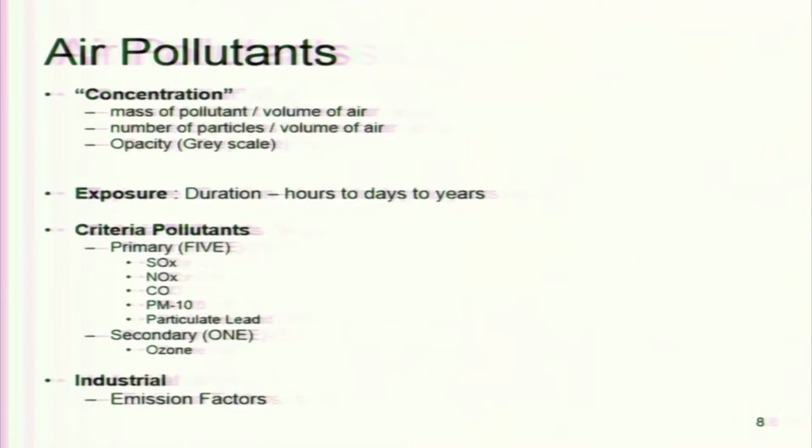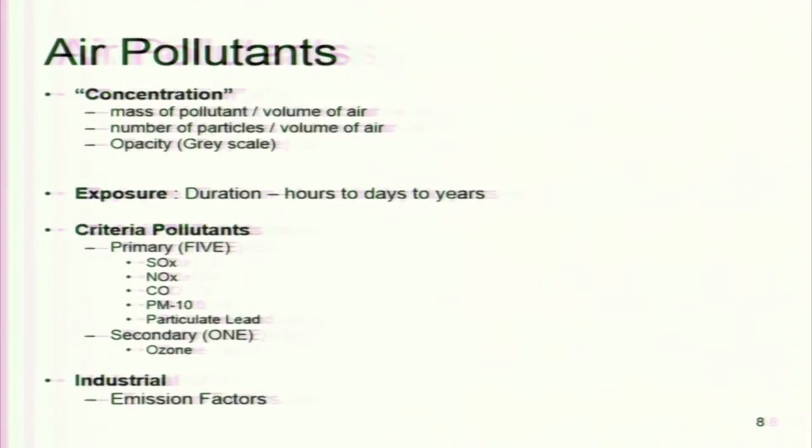All right, again, from the perspective of exposure, you need to deal with hours to days. So for example, for three-hour exposure for sulfur dioxide, there's one standard. For eight hours, it's a different standard. For 24 hours, it's a different standard. So the amount of time for which you'll get exposed is a part of the standard. These are the criteria pollutants. What are criteria pollutants? Criteria pollutants are pollutants that are used to indicate the health of air.